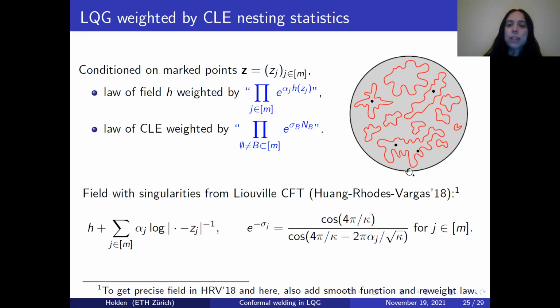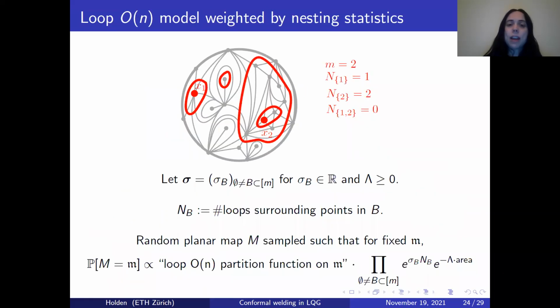Before I describe more precisely the object that we expect to get, I want to give some heuristics in the setting of planar maps. Suppose that we are sampling a planar map as described on the slide. If we first sample the planar map with marked points, and then afterwards we add loops, then doing such a reweighting according to nesting statistics will change the law of the loop configuration. Just to be concrete, suppose that we have lambda equals 0 and that all sigma B's are positive.